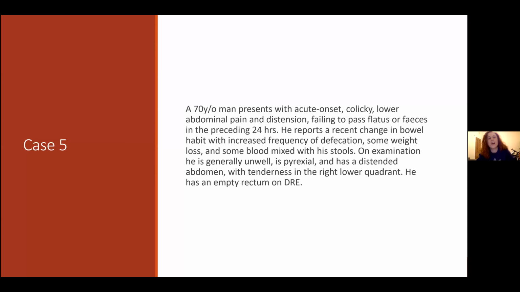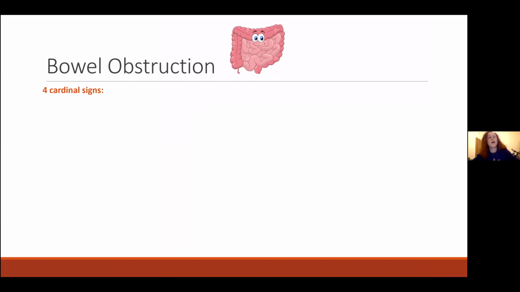Okay. So this is meant to be a large bowel obstruction caused by a cancer. The reason that it's a cancer causing it is because he has some of the red flags of change in bowel habit, blood, weight loss. Okay, so we're going to go through bowel obstruction now. So there's 4 cardinal signs of bowel obstruction. Can anyone tell me what these are?